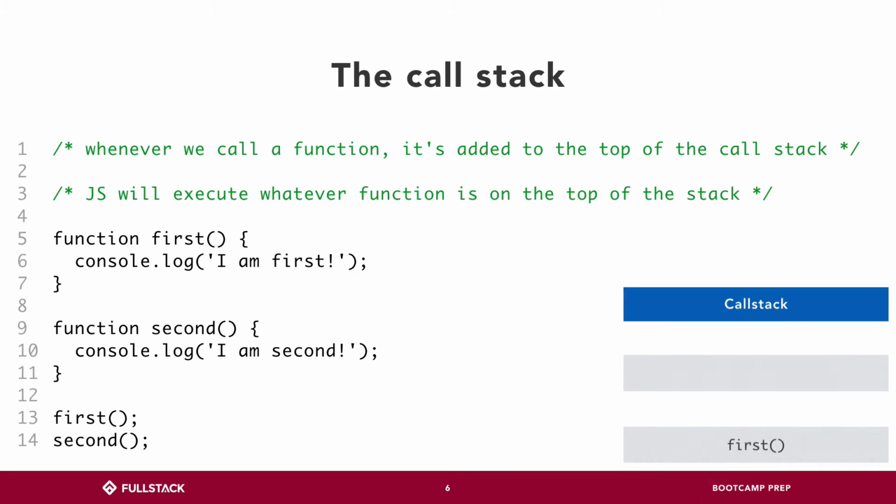The call stack looks like first, the console logs "I am first", and then when first stops running, the call stack is empty again, right? So as soon as first stops running, it gets pulled off the call stack. Then when second starts running, it gets put on the call stack, it's run, we get "I am second", and then it comes off the call stack.